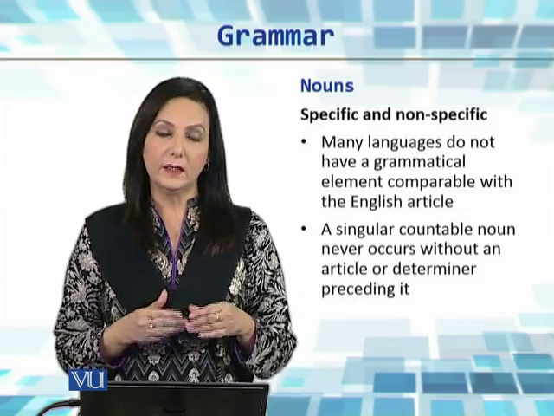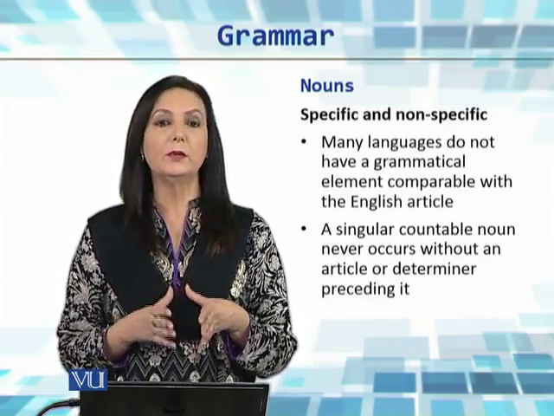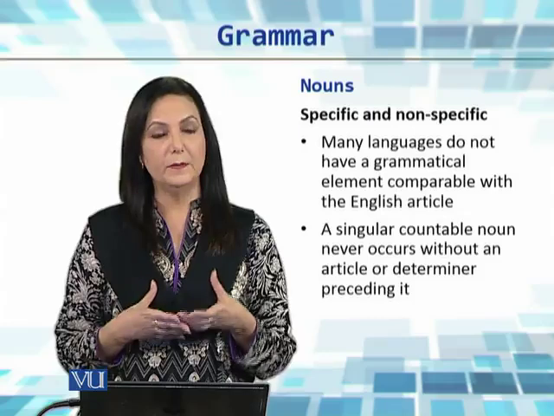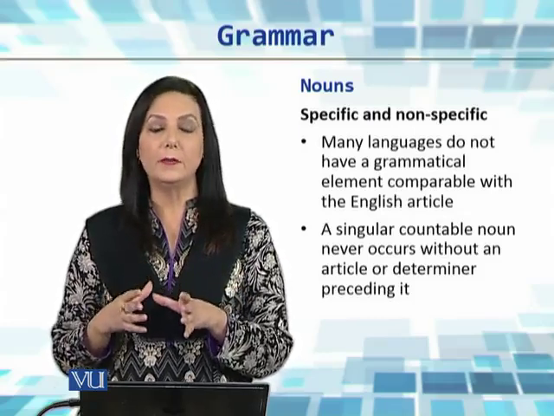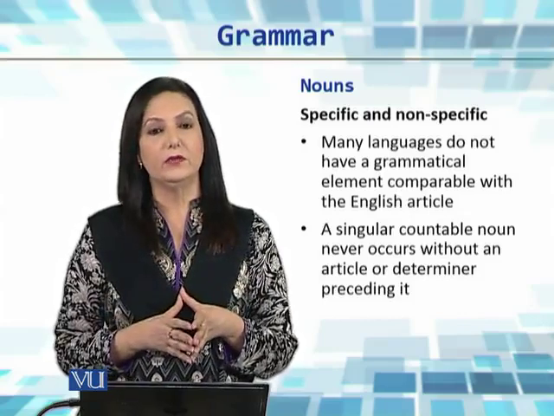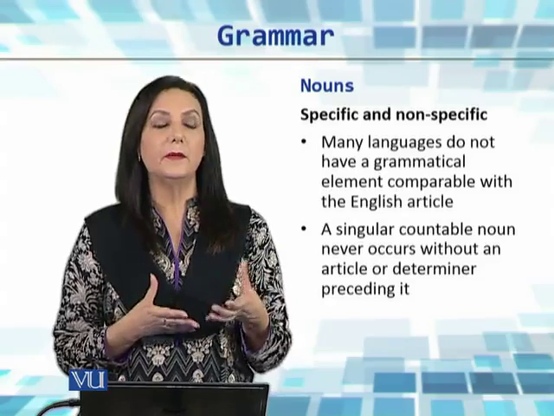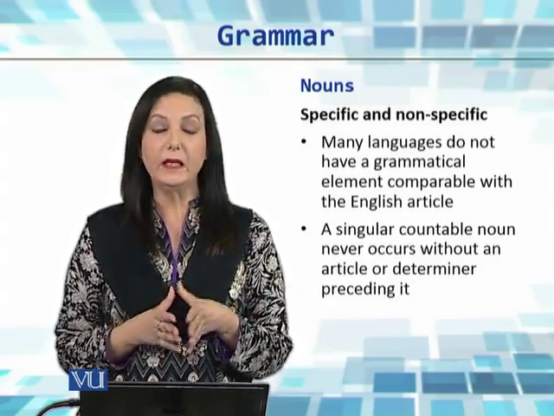Variations occur in outer circle and expanding circle Englishes in the use of articles, because in many languages in the world, many languages which are natively used by the inhabitants of outer circle countries, we do not have a grammatical element which is comparable with the English articles the, a, or an.